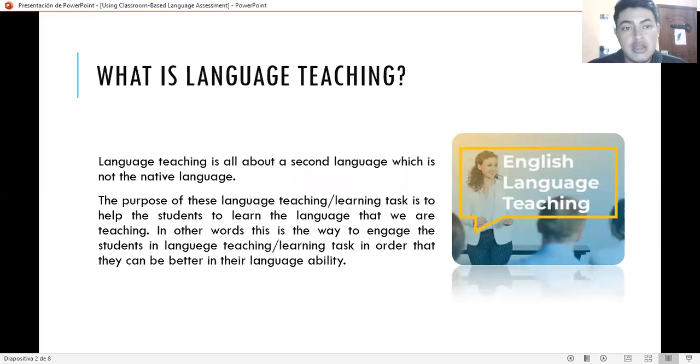We need to begin and know what language teaching is. Language teaching is all about a second language, which is not a native language. The purpose of this language teaching learning task is to help the student learn the language that we are teaching. In other words, it is the way that we as teachers engage the students to improve their language ability.